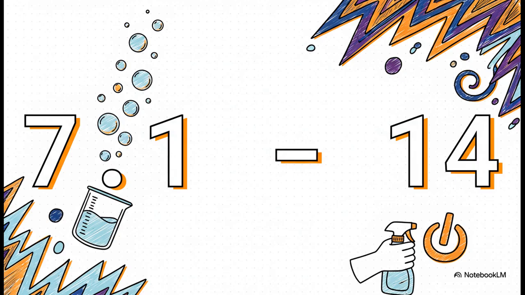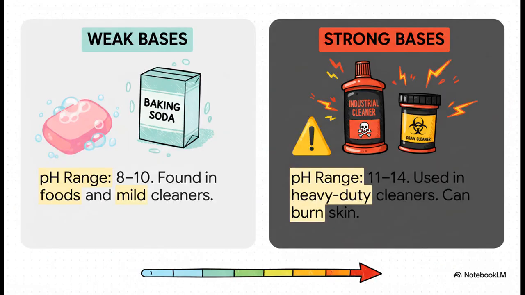But bases, oh, they own the entire top half of the scale. And the rule is super simple. The higher the number, the stronger the base. And you can really see the difference here. On the left, you've got your weak bases. Their pH is maybe 8 to 10. These are things like mild cleaners, even some foods. They're generally pretty safe to handle. But then, look at the right side, the strong bases. We're talking a pH of 11 to 14. These are your heavy-duty cleaners, the serious disinfectants that can be corrosive and really need to be handled with care.